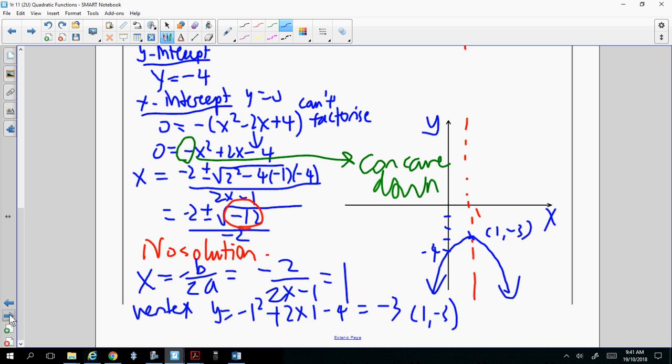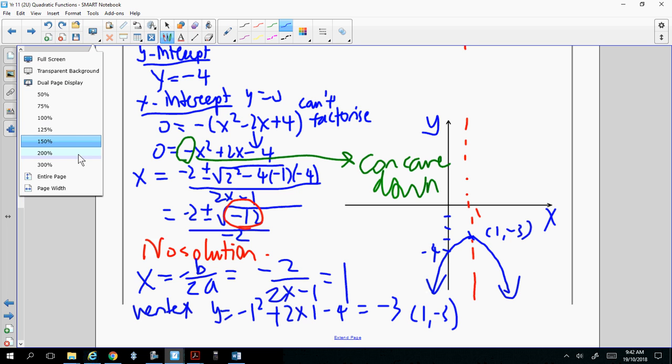Alright, all got it? Try the next page. Okay, good. Already? Alright, let's move on. Next page. Alright, all done. Okay, next page. So we're going to find the axis of symmetry.